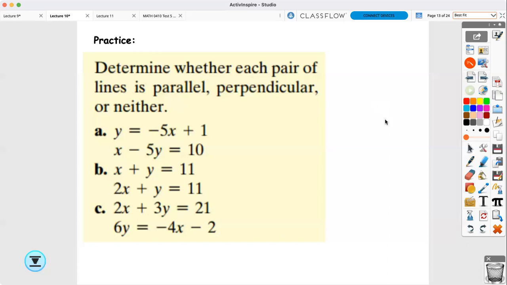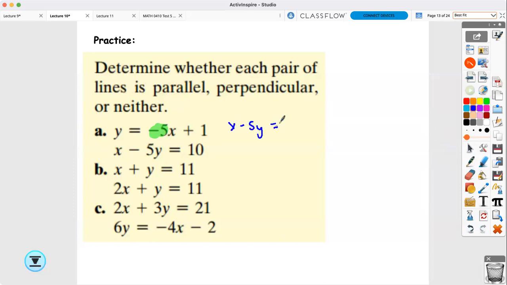Now remember, to be parallel lines, the slopes have to become the what? The same, right? So we know the slope for the first line. What's the slope for the first equation? Y equals negative 5x plus 1. What's my slope for the first one? -5. Good. Now for the second one, we don't know the slope, so we have to solve for it, right?